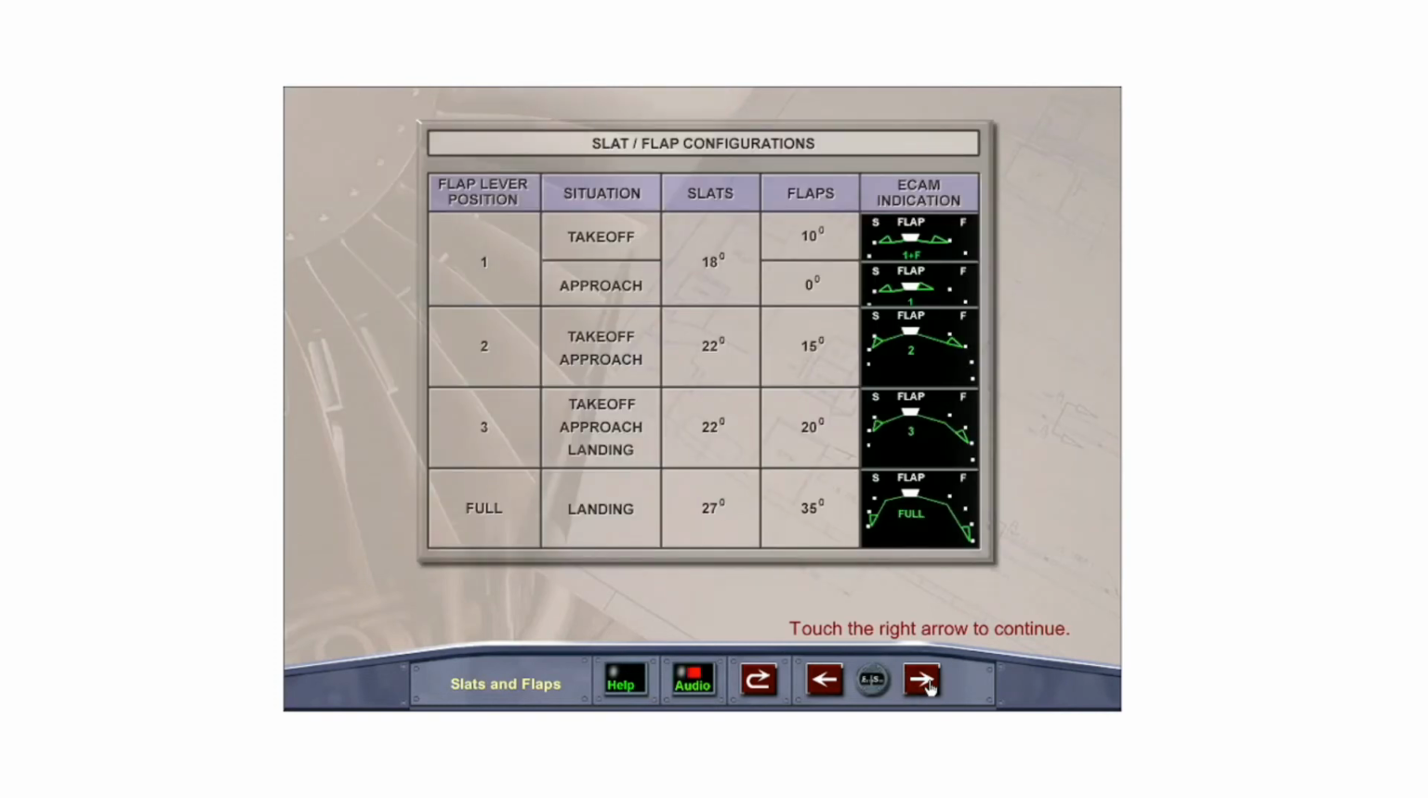The chart shows the possible slat flap configurations. When config 1 is selected for takeoff on the ground, both slats and flaps extend. When config 1 is selected in flight, only the slats extend, and the flaps will then extend when the lever is selected to the config 2 position.